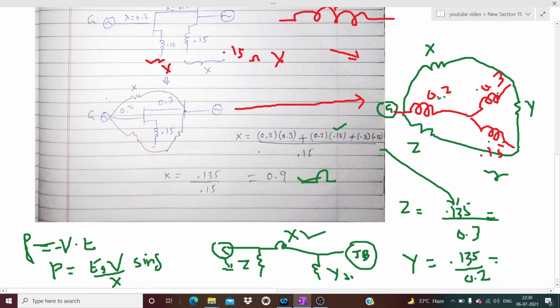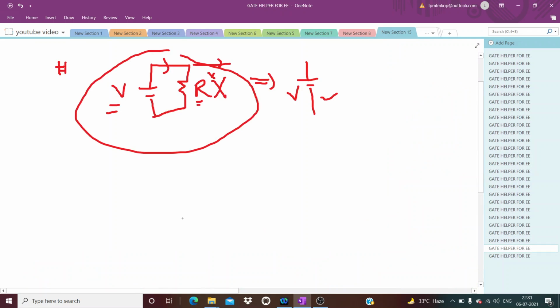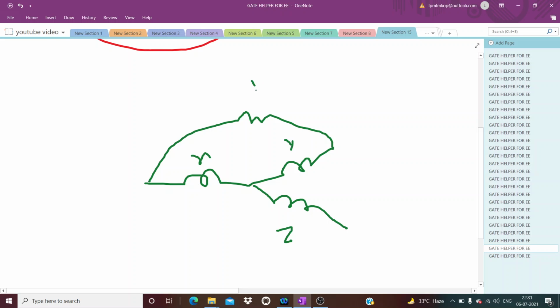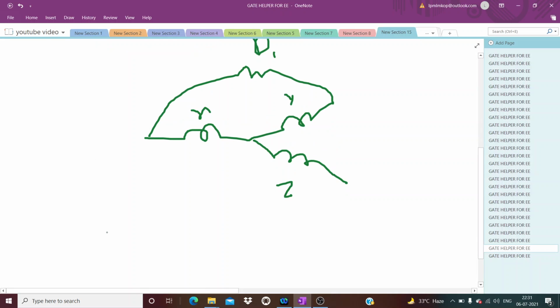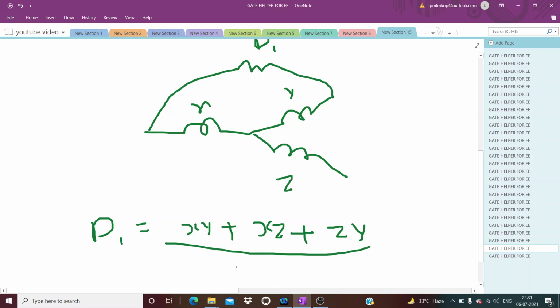So you will find that x simply by this method, using a star-delta connection. I hope it is known to you that for any star connection, suppose this is what we have, a star connection with x, y, and z, and you have to find out the delta 1 impedance. Then d1 will be simply given as x into y plus x into z plus z into y, upon z. So this is d1. This is what I have done.